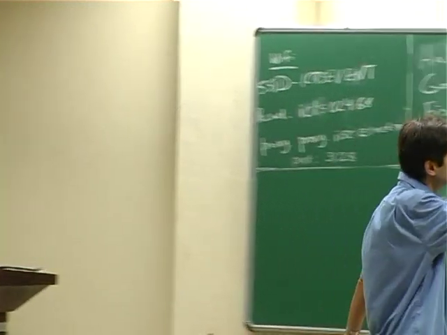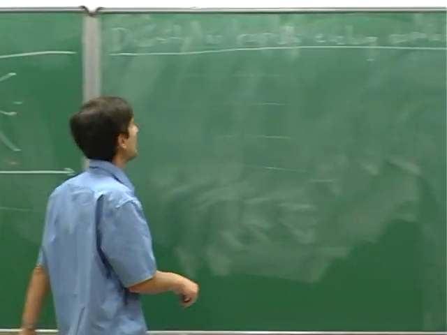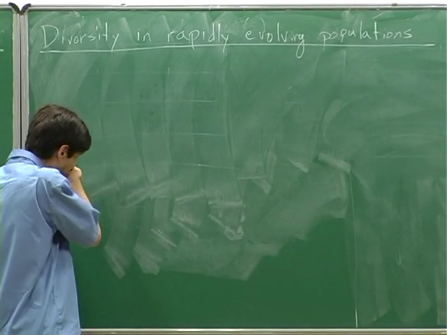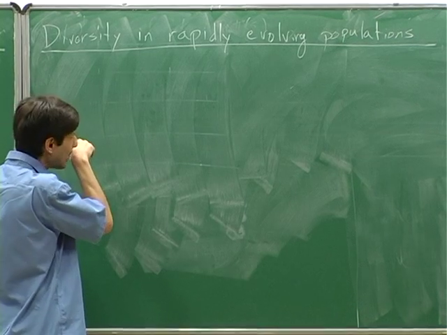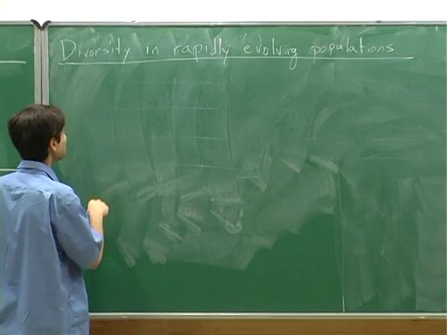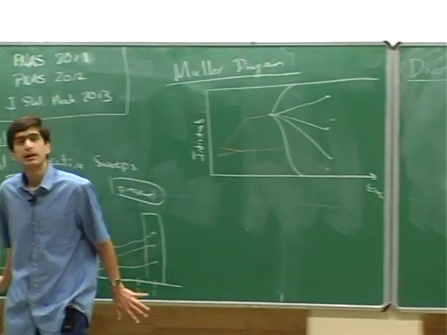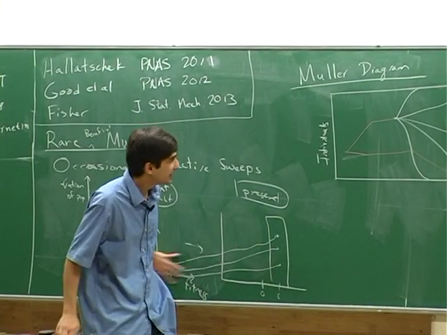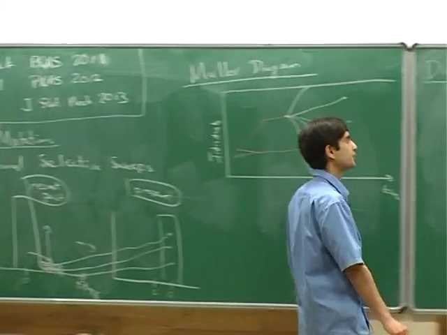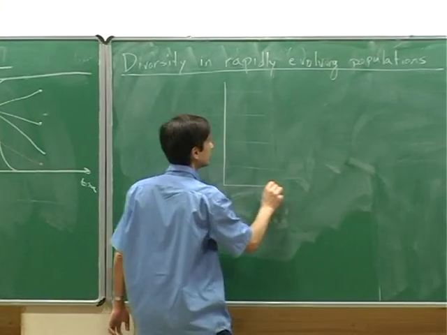Okay, so let me just talk briefly about this: diversity in rapidly evolving populations. We can think about the same sort of deal that I drew here, now when we have a distribution of fitness within the population.